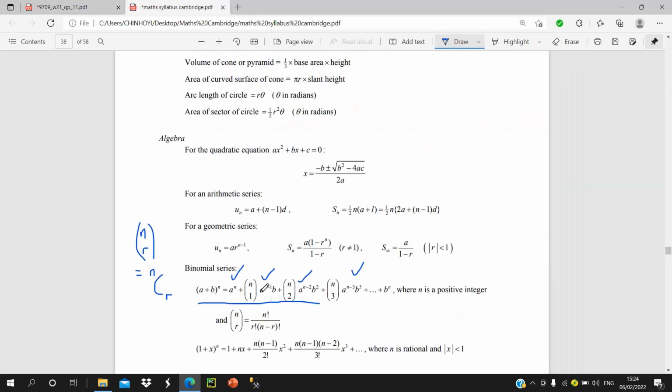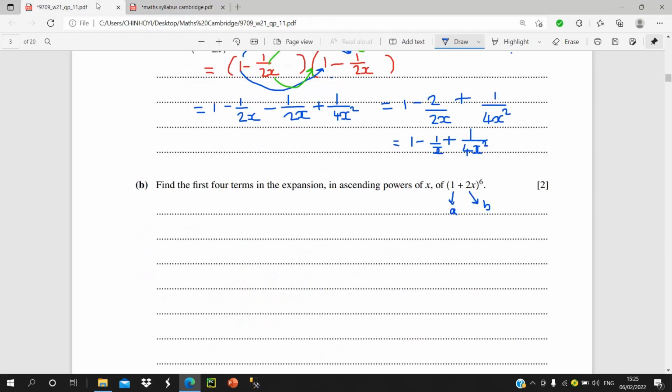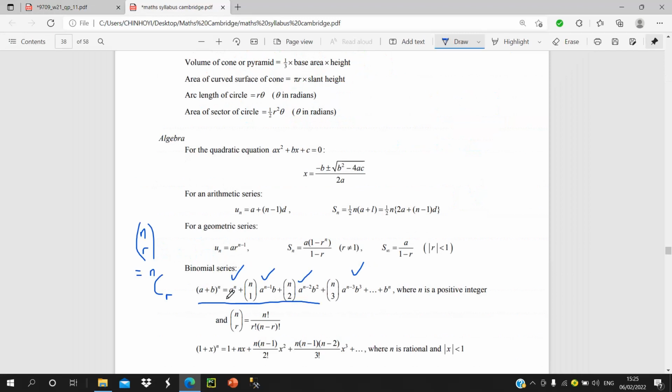Where there is a, we put the value of a, where there is b, we put the value of b, and n, as you can see here, n is 6. So we are saying 1 plus 2x to the power of 6. This is a to the power of n, using our formula, which is 1 to the power of 6.